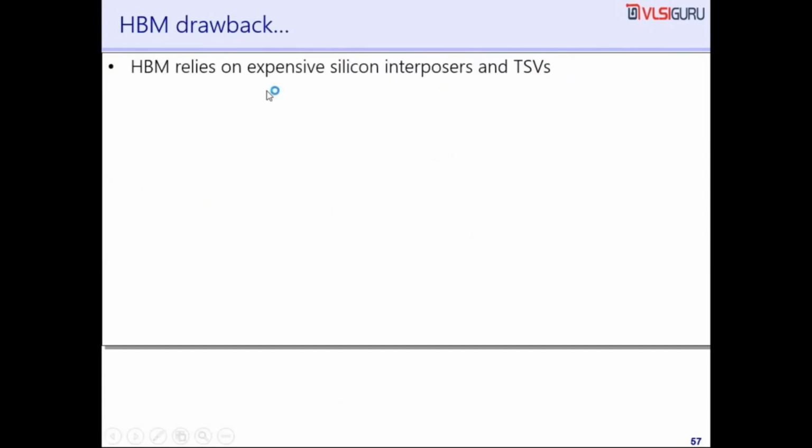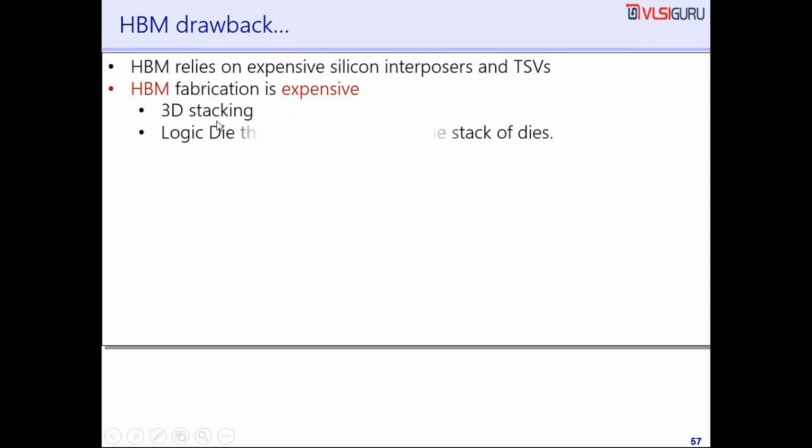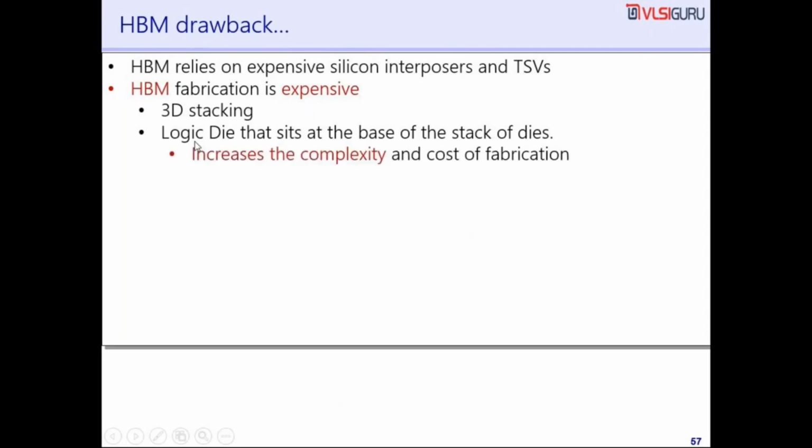One of the drawbacks is that it is expensive. These are expensive to manufacture, because HBM relies on expensive silicon interposers and through silicon vias. HBM fabrication is expensive. One reason is the 3D stacking of the dice. The logic die that sits at the base of the stack of dice also needs to be fabricated as part of the stacking, right? It increases the complexity and the cost of the fabrication. And then the silicon interposer also adds to the cost.